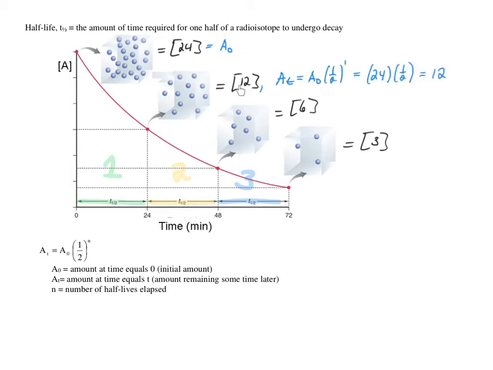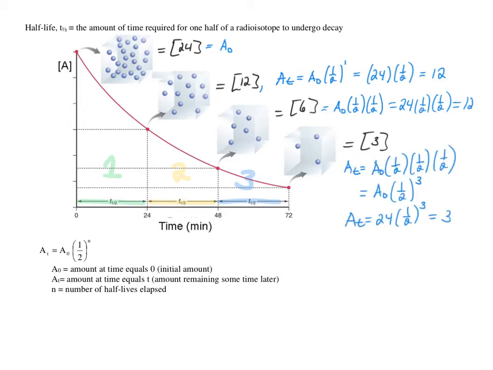After one half-life, what we have left is 12, or the initial amount multiplied by 1/2. 24 times 1/2 is equal to 12. So we've gone from 24 down to 12 after one half-life has elapsed. After another half-life goes by, we go from 12 to 6. So we have our initial amount multiplied by 1/2 twice, or 2 half-lives, n is equal to 2. So we have 24 times 1/2 times 1/2. That gives us the amount that's left after 2 half-lives, which is 6.